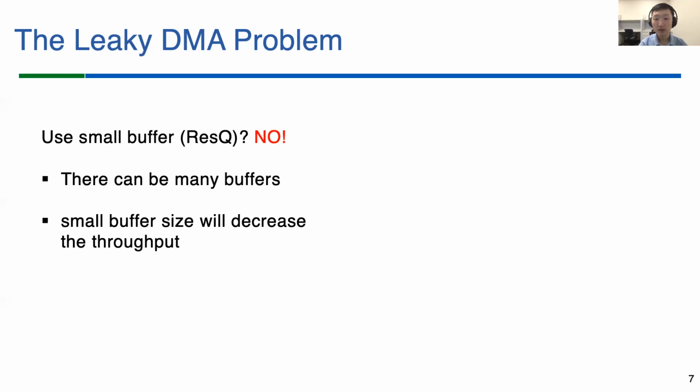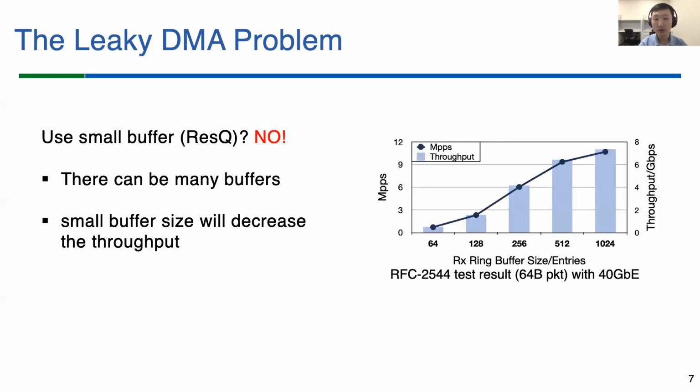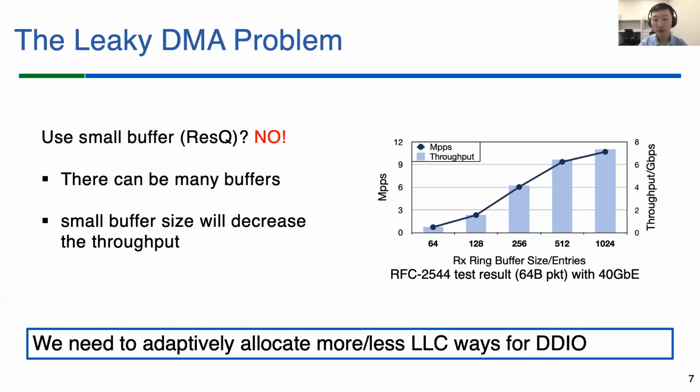We run a simple RFC lossless packet test and sweep the buffer size to illustrate this point. We found that by cutting the buffer size from the default 1K entries to 512, there will be a 13% throughput drop. And if we further shrink the size, the throughput will drop much more significantly. This is because with smaller buffer size, the NIC is more likely to drop packets since there is no available buffer entry. Hence, this motivates us to adaptively allocate more or fewer LLC ways for DDIO.